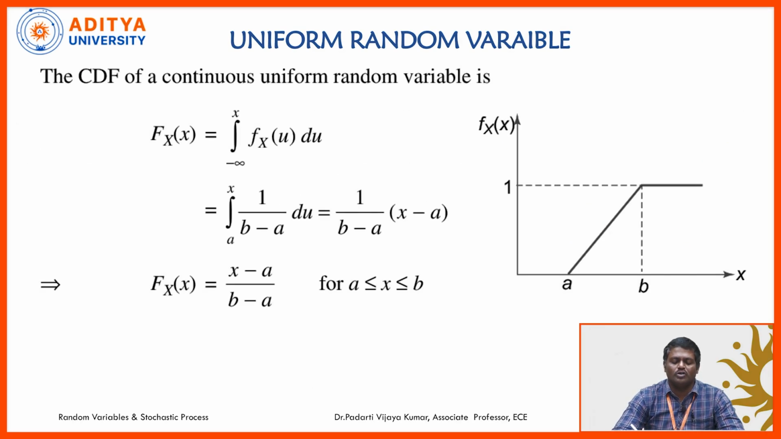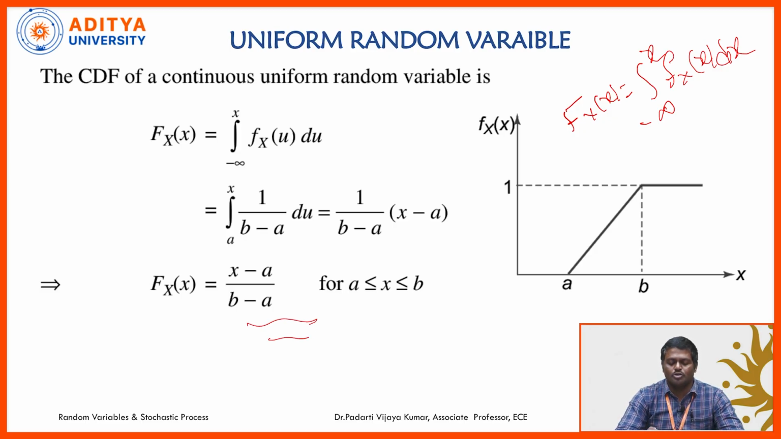The distribution function for uniform random variable can be computed mathematically. We know that the distribution function is the integration of the density function. Using this formula, when we compute the distribution function, 1 by b minus a integrate du from a to x, you will get the distribution function something like this.